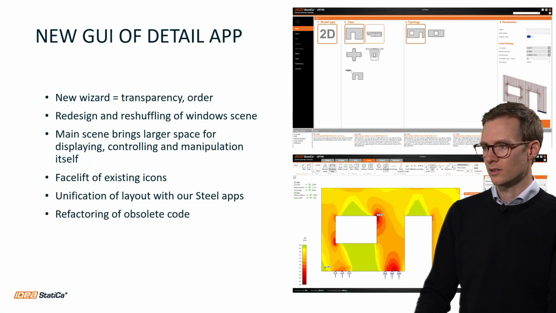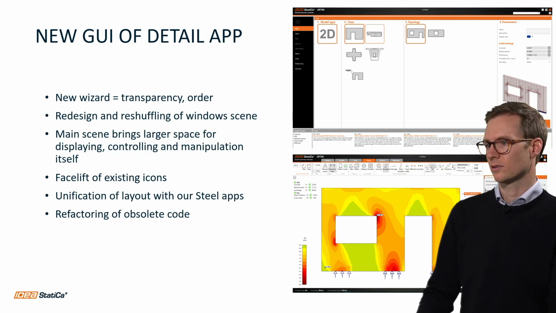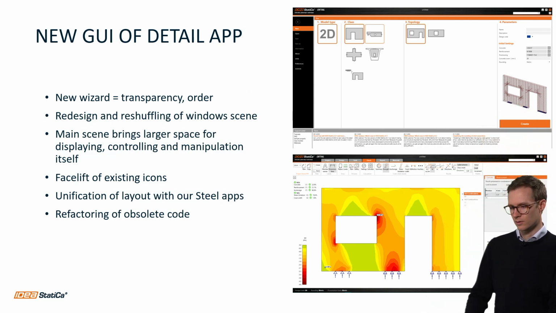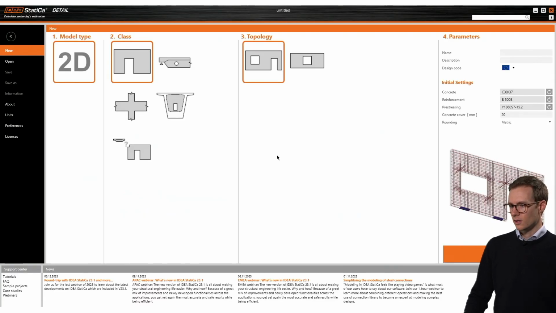So in the detail app, there's a new graphical user interface. It also has a new wizard. The main scene for modeling is larger and brings more space for displaying. The icons also got a facelift, and it's more similar to the steel application, so it will give a more unified layout. Let's have a look at it.